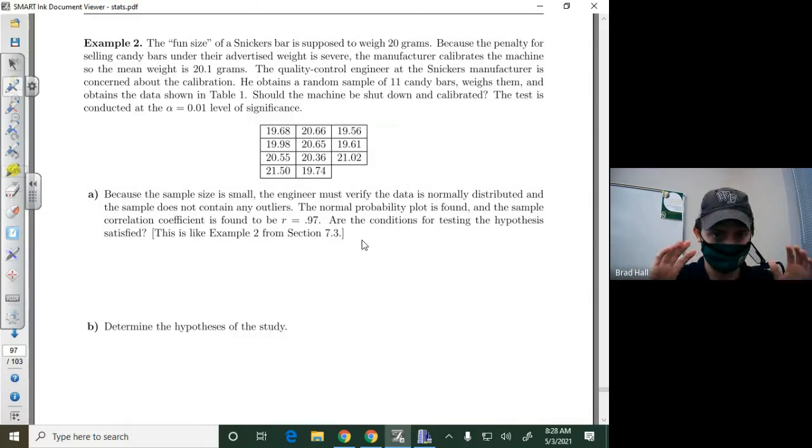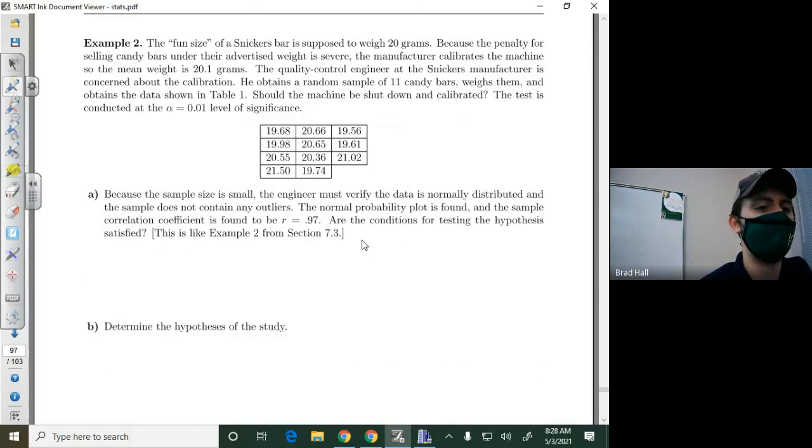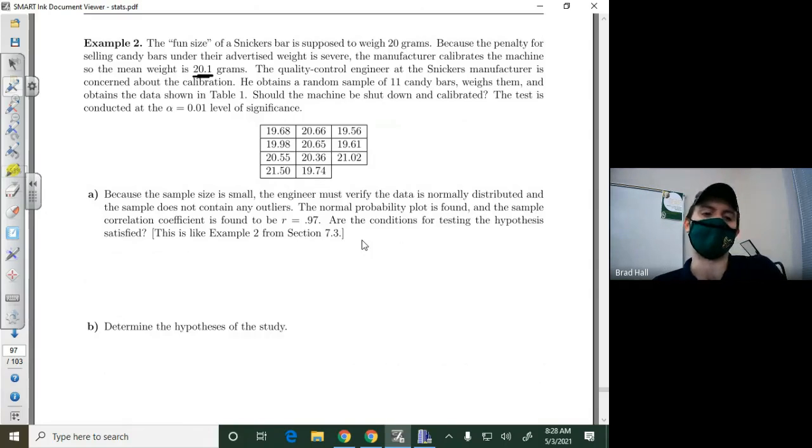So they make their machine produce, on average, a weight of 20.1 grams, just to be safe. And then somebody working at the manufacturing plant is concerned about this calibration. Is it actually making Snickers of that size? Or are they smaller, which means we're going to get fined? Or do they weigh more, which means now we're just wasting product?